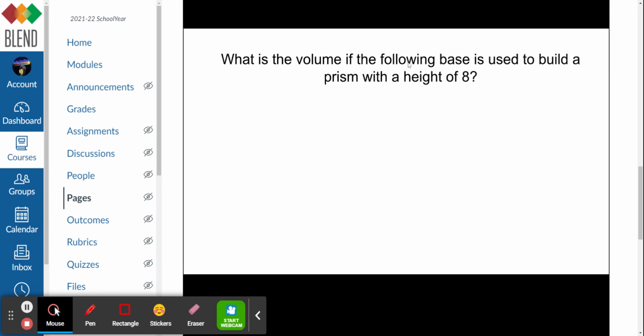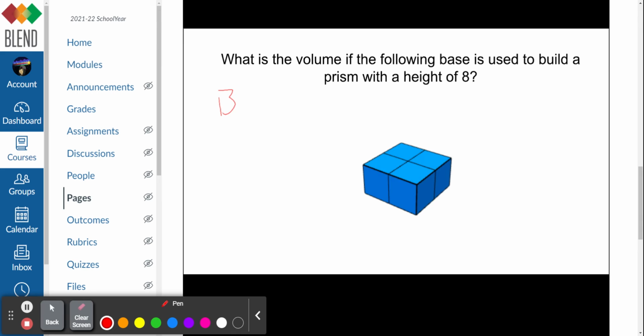All right, so let's take a look at another one. What is the volume if the following base is used to build a prism with a height of 8? All right, so we have our base. Just like our area, our base is our length times our width. So our base on this one is 2 times 2. Obviously, even if you counted it, the base is 4.